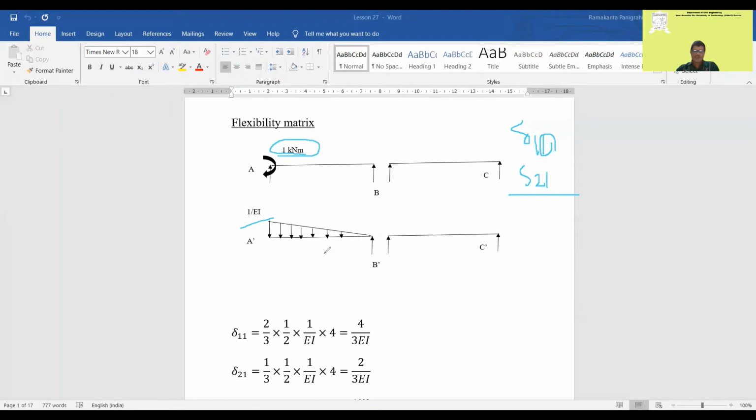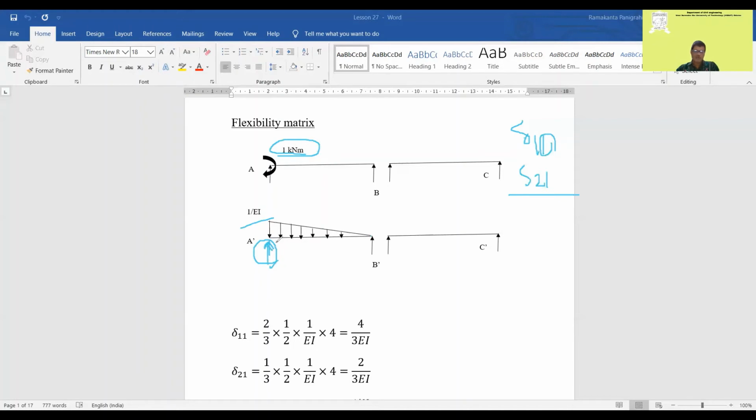Now it will be A dash, B dash, and C dash, and you can take it like this. So this is also like here. Now what is delta 1,1? Delta 1,1 means you find the reaction here due to this loading. So it is a released structure. This simple support will also be a simple support. It has been missed here.